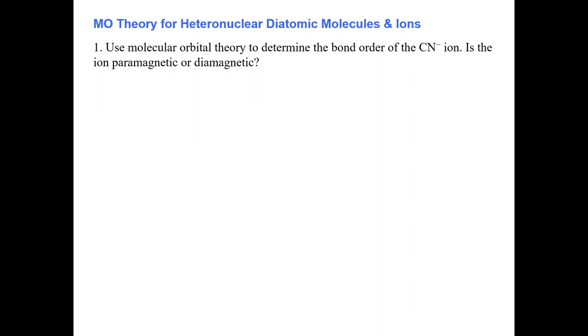Here we have the CN minus ion. You have to figure out if this ion is paramagnetic or diamagnetic. So you're going to use the same process as before. Pause the video, draw out the diagram, and fill it up with the number of valence electrons. And when you're ready for the answers, click play.